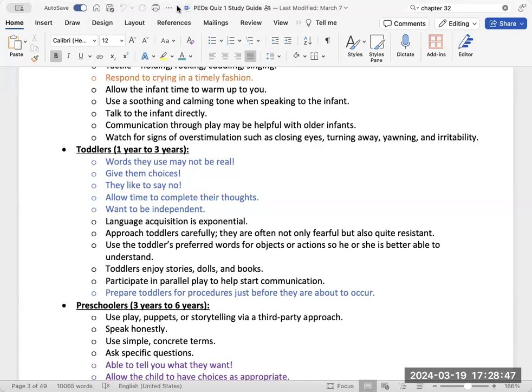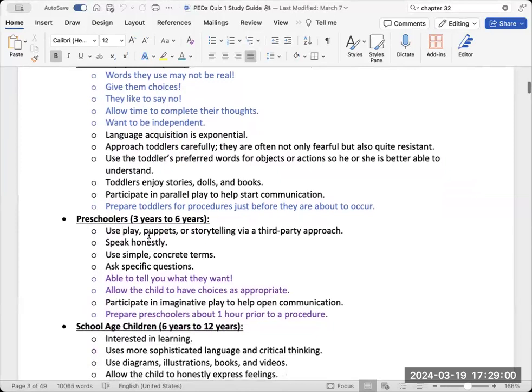Like an example I said was Band-Aids, right? They love to say no, these toddlers, okay? And because they're still just learning how to form words, let them have time to try to form their thoughts. We want them to be independent because they're toddlers, they want this independence.